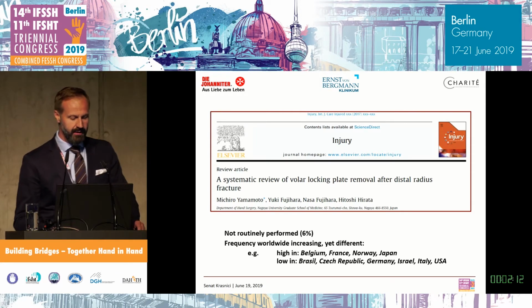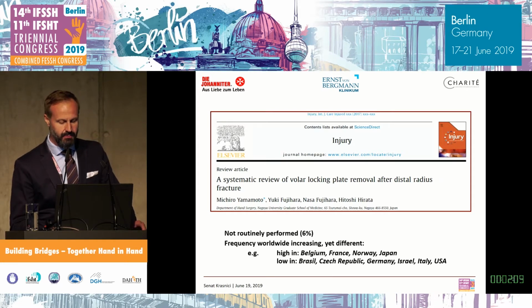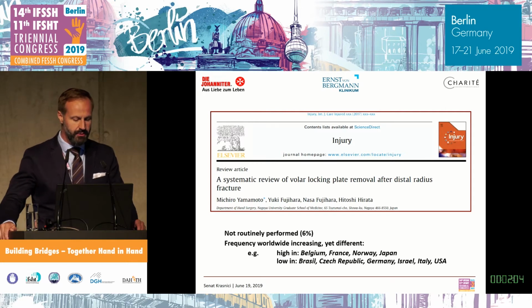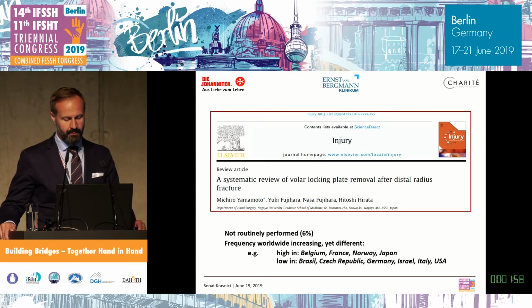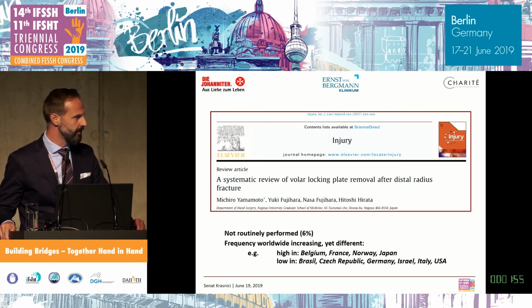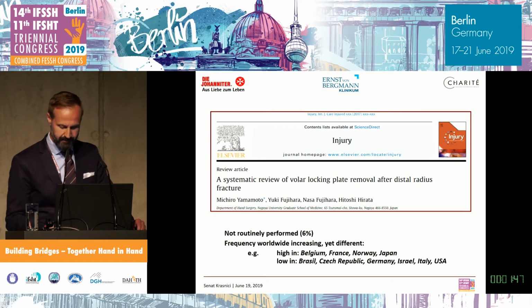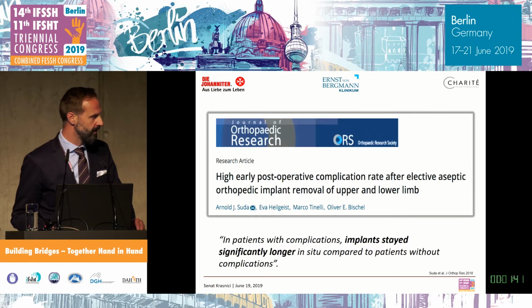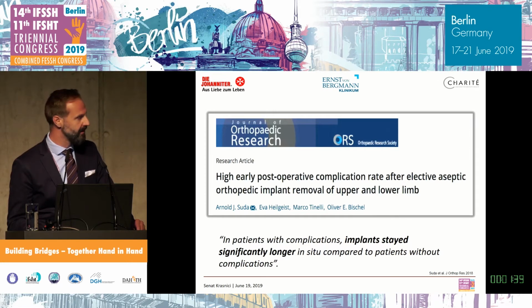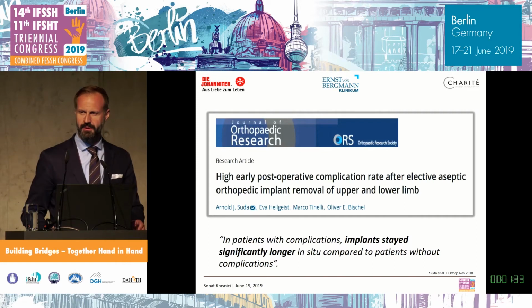Recently, Yamamoto et al. had a systematic review of plates being removed after distal radius fracture, and what they found was what we all deemed to be true. It's not routinely performed, with a low incidence of 6%, with the frequency worldwide increasing but very different, depending more on the social system, the healthcare system and the refunding of this procedure than on the medical indication. Another recent study from a group in Mannheim, Germany, told us that patients whose implants stay significantly longer in the body face significantly more complications.